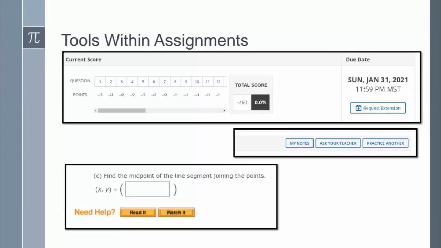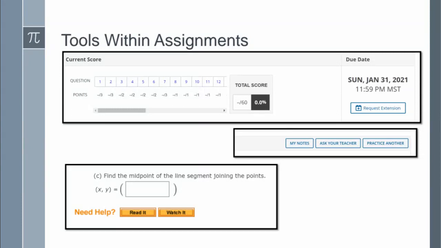And I personally love it because it tells me who you are, what problem you're in, what class you're in. I don't have to look to see what classroom you're in. WebAssign will tell me what class the question is coming from in the problem. So it speeds up the process to help you answer the question.